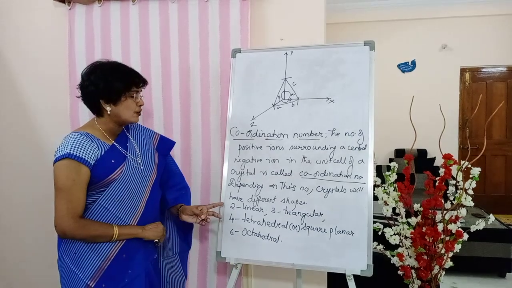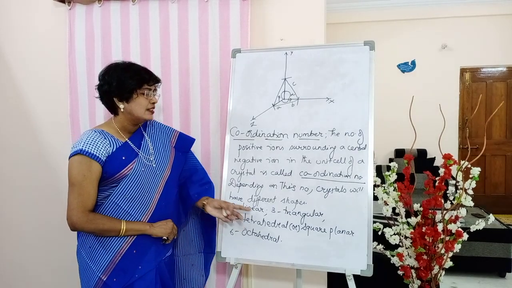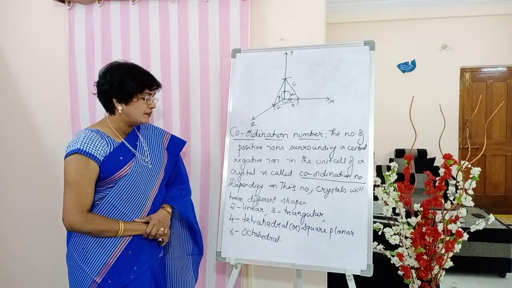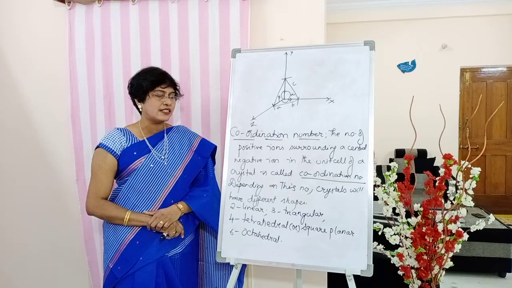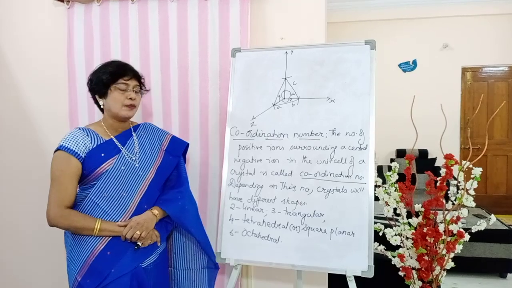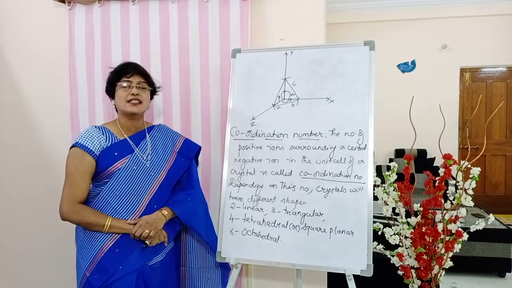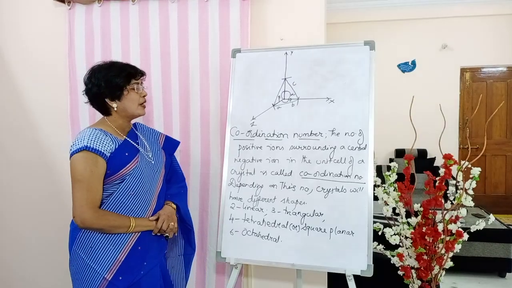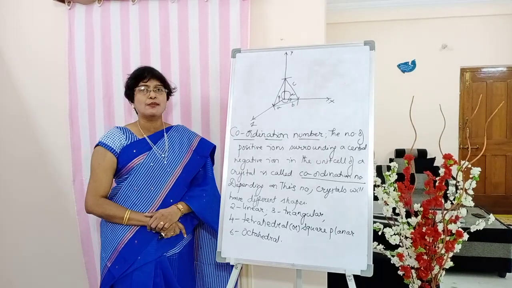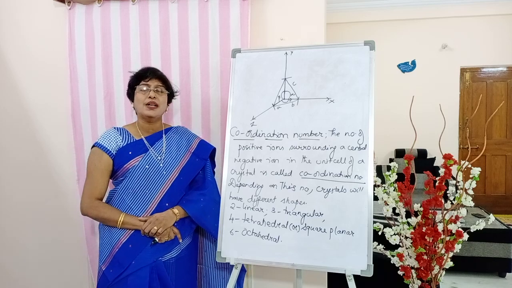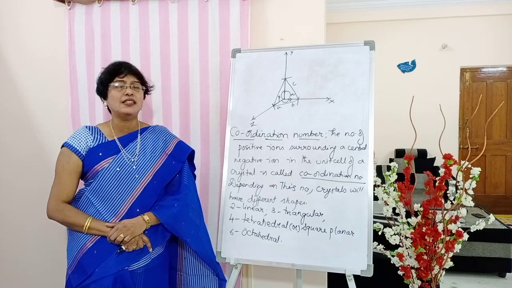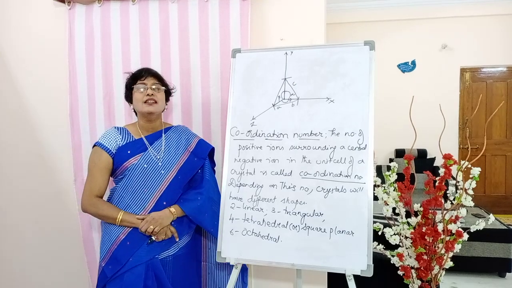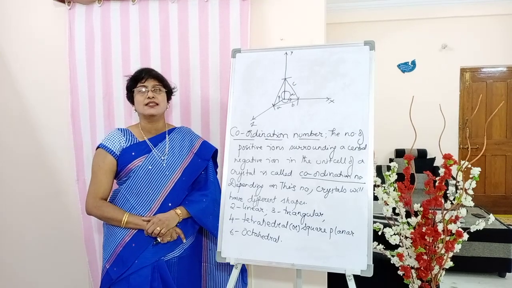If it is 2, write down, it's linear. With 3, the crystal has a triangular shape. If the coordination number is 4, it has tetrahedral or square planar. And if it is 6, it will be octahedral. So this is all about the coordination number. Students, these are all the 1 mark questions in this chapter, solid state. Draw a line till here. Let's move to the next important essay question.